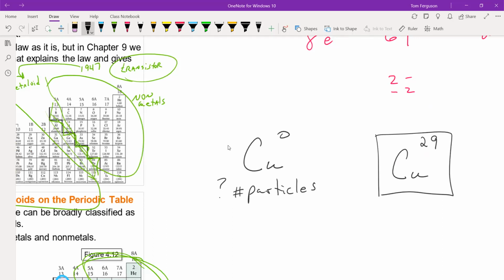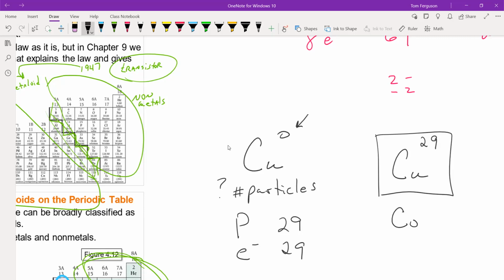So first of all, how many protons are in copper? Twenty-nine protons. That's what the 29 means. It's also the atomic number. How many electrons? 29. Because it's neutral. Now, if you look on copper up there, for those of you who have good eyes, 63.55 is the atomic mass of all the isotopes.